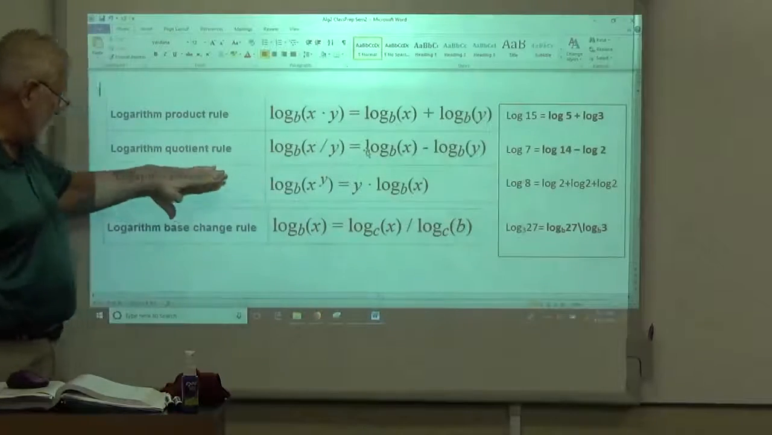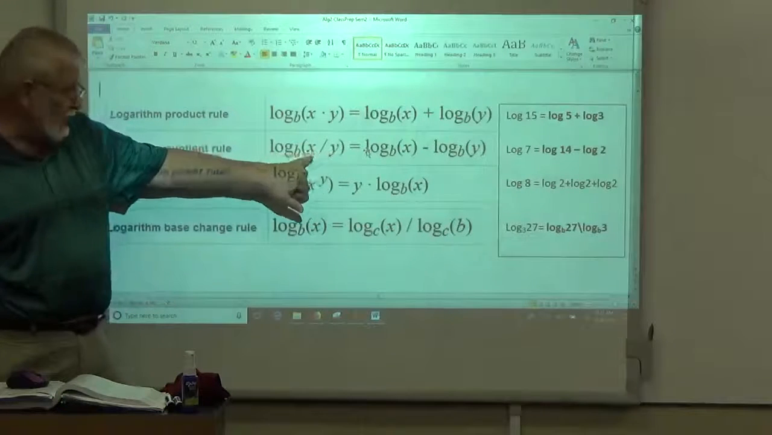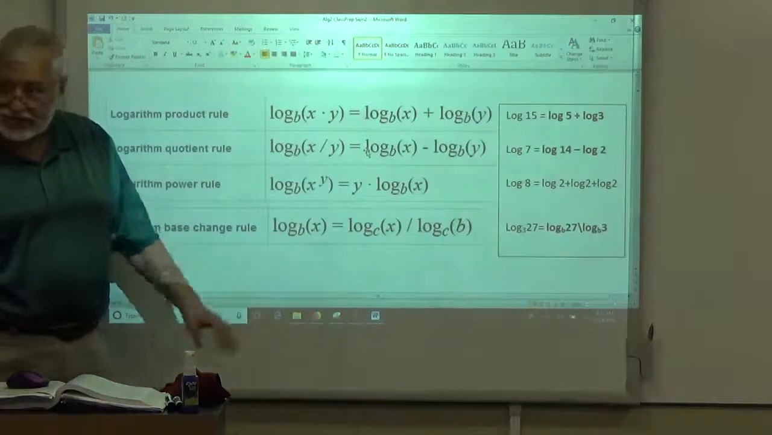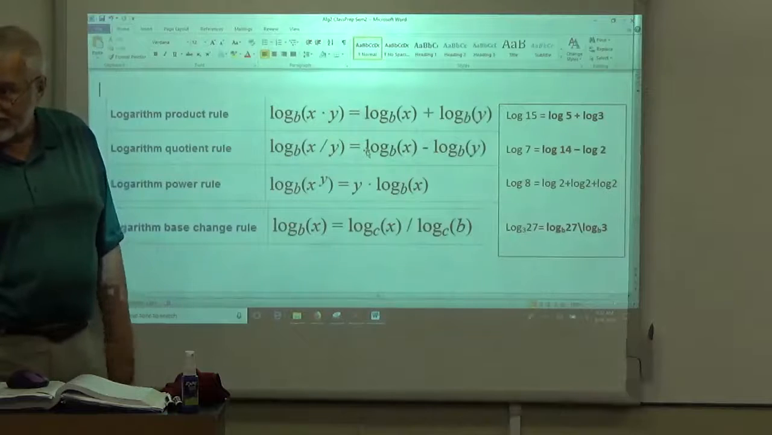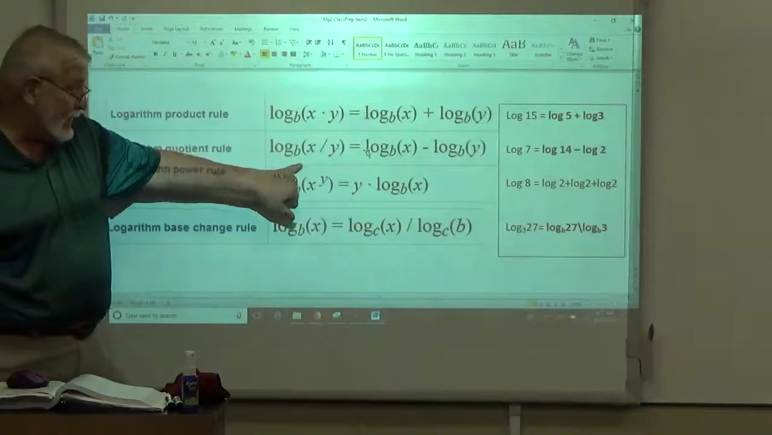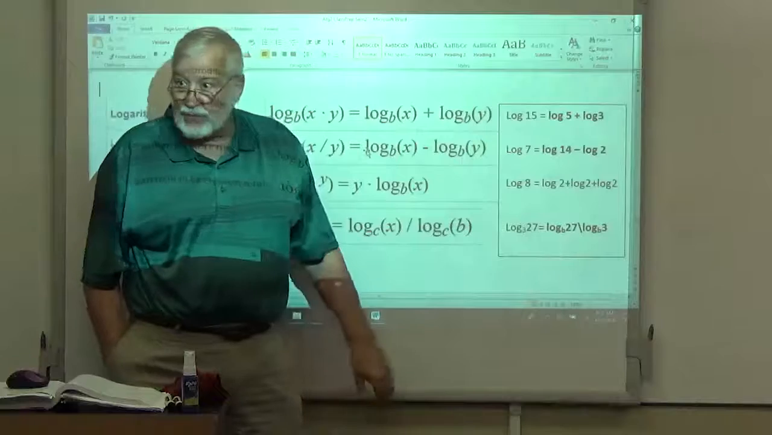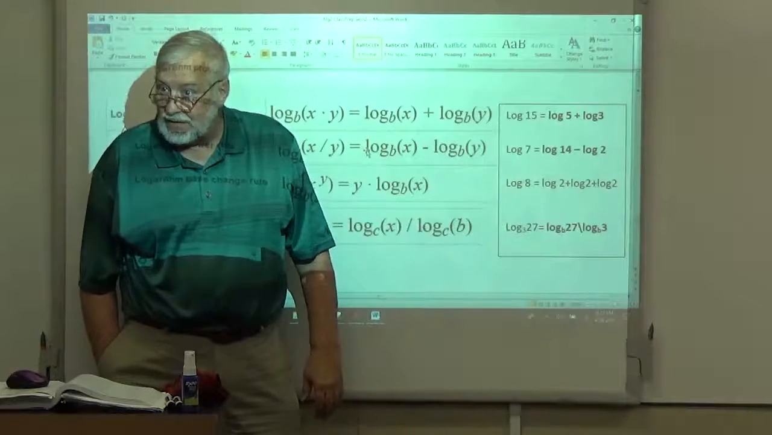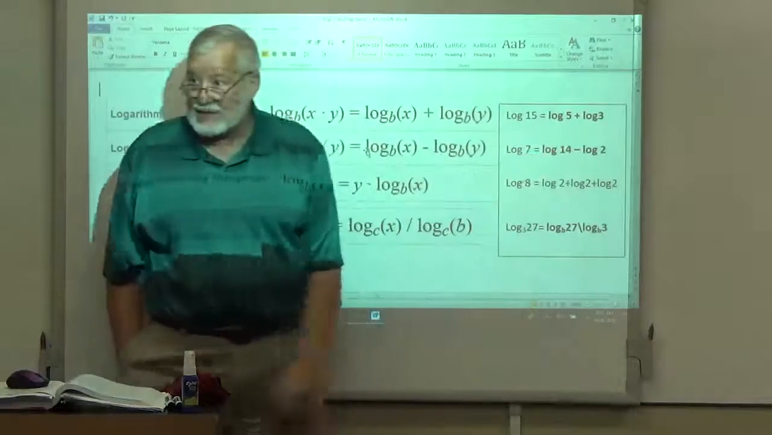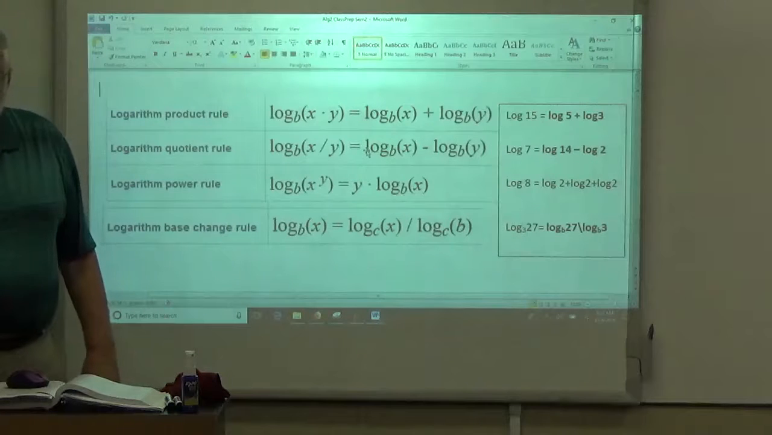Now, the quotient rule is the same thing. If these two are divided, then you're going to take the log of this minus the log of that, because that's what the exponents do when the base is the same. In this case, the base is base b. Let's say you have 7. Well, 7 is equal to 14 divided by 2, isn't it? So the log of 7 is equal to the log of 14 minus the log of 2, because those are the exponents.